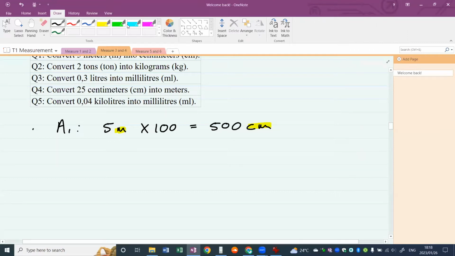Let's have a look at the second question over here. We need to convert 2 tons into kilograms. Now a ton is heavy. We're talking about the weight of a car, an elephant. It's a very heavy thing. So we need to work from tons down to kilograms.